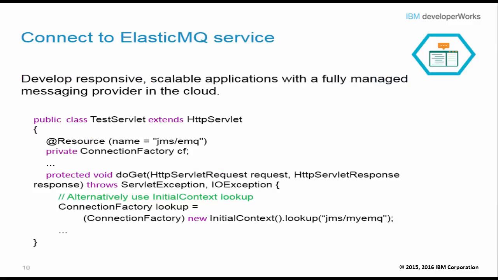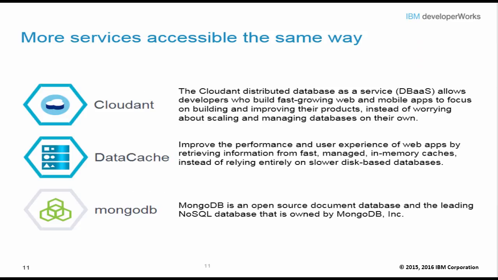We can connect to ElasticMQ service using the Java EE way, similar to binding to the SQLDB service as discussed earlier. Similarly, you can bind your application to Cloudant, MongoDB, and Data Cache using the Java EE way by declaring the resources via dependency injection or remote context lookup.